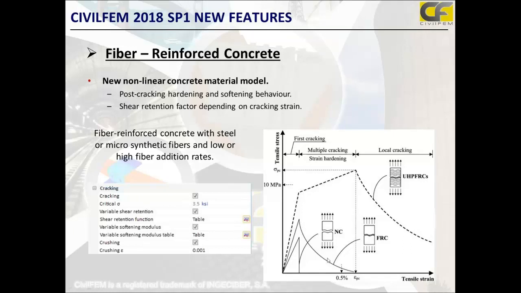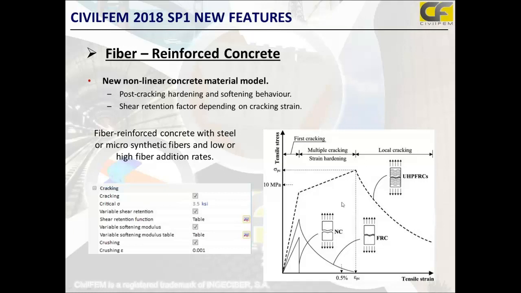But now we have this new capability, so we can add different branches or use a variable softening modulus table. It's very useful for defining the behavior of fiber reinforced concrete. So here we have these parts: first, the first crack of the concrete, and then we can add hardening or softening.